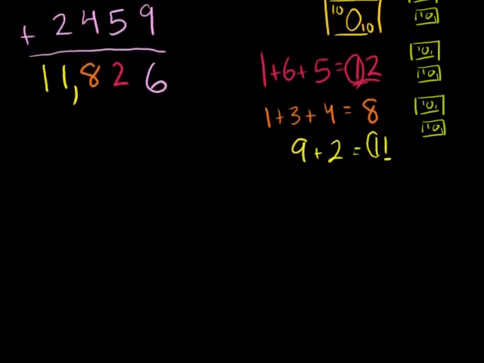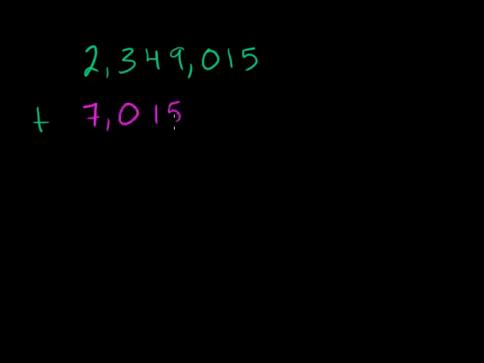Let me do a bunch more of these. Let's do a really daunting problem. Let's do something in the millions, just to show you that you can do any problem. So let's say we have 2,349,015. Let's throw a 0 in there, right? We have nothing in the hundreds place there. And I want to add that to, I'll switch colors just for fun, 7 million, let's put a 0 there, 15,999.